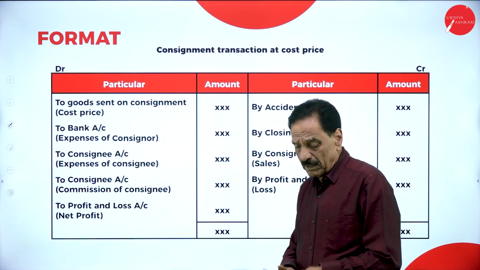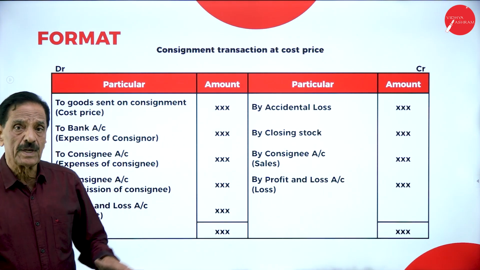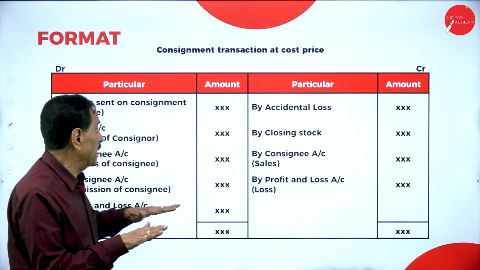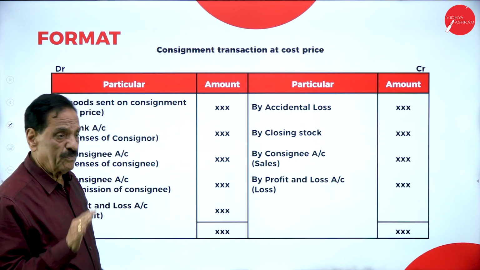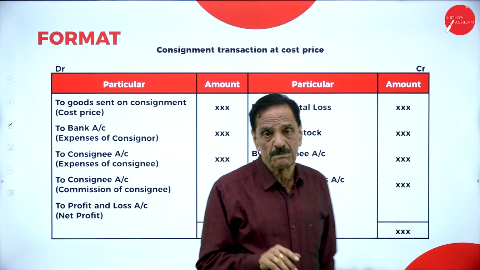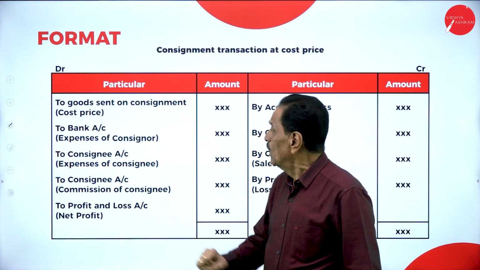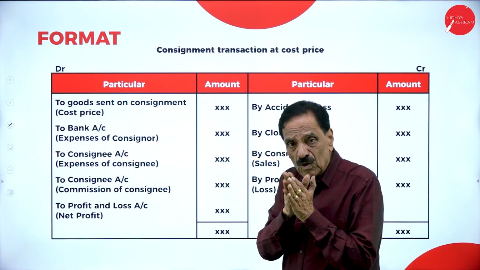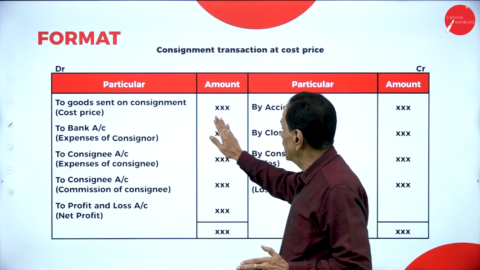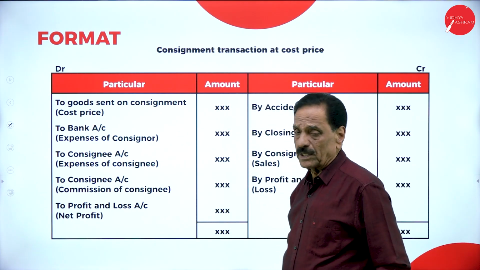Then this is a format. This is the consignment transaction format at the cost price. Consignment transaction at the cost price we are doing. So first problem, we'll go with the cost price, then we'll go with the invoice price. Goods sent on consignment. Who sends? Consignor to consignee.